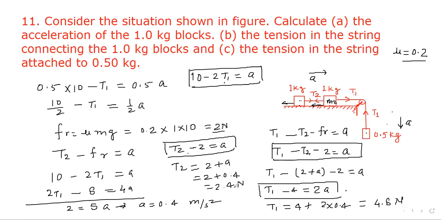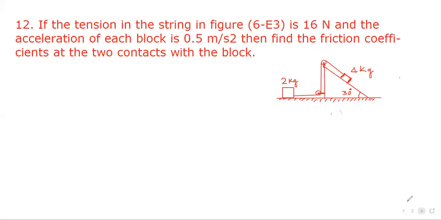Now, let's go to the next question. The next question says, if the tension in the string in the figure is 16 Newton, this is tension, here this is tension, this is tension. So T is given as 16 Newton. And we have to find out the frictional coefficients mu1 and mu2. We can consider the motion of each block. One more thing is given, A equal to 0.5 meter per second square.